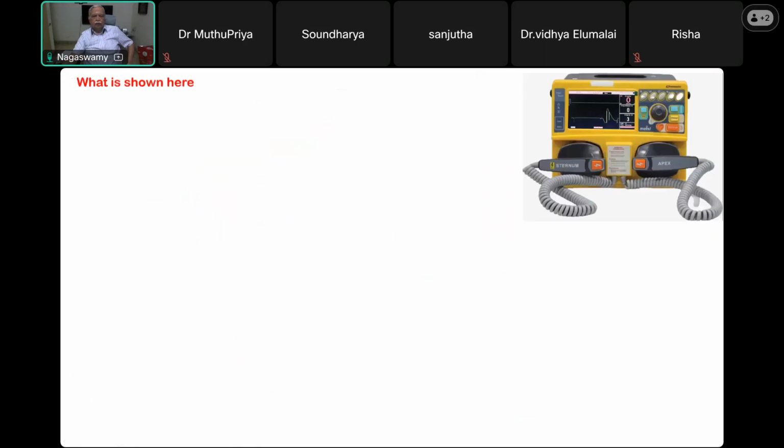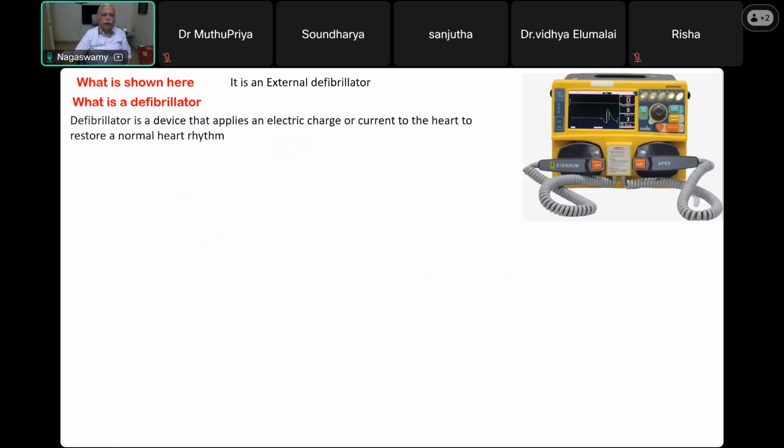We come to the last one. What is shown here? Defibrillators. Defibrillator. Okay, it's an external defibrillator. Yes. What is a defibrillator? The electric current produced in the cells. What is a defibrillator? It's a device that applies an electric charge or current to the heart to restore normal heart rhythm.